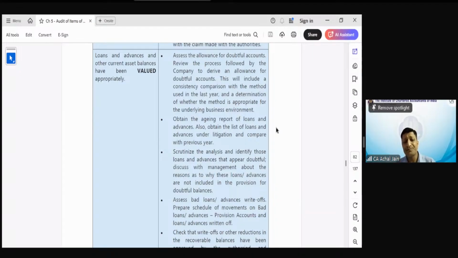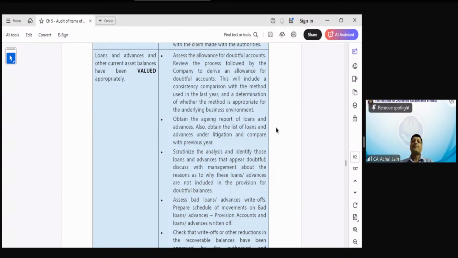Why? Because if those are doubtful, the chances of recovery are not so significant, or lower than the requirement to create a provision for those, and that needs to be looked at. So that again becomes very important on the part of the management.